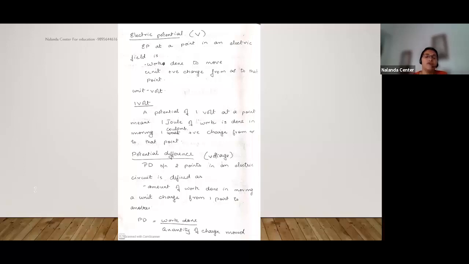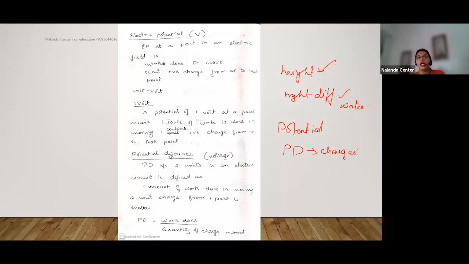Right? So we have two terms: height and height difference. Height is a general term. Height difference is what is required for water to flow. Likewise, potential is there. We are going to define potential and also potential difference. Potential difference is required for charges to flow.